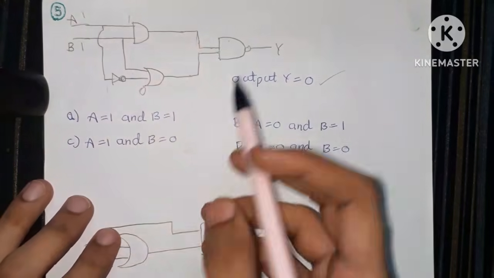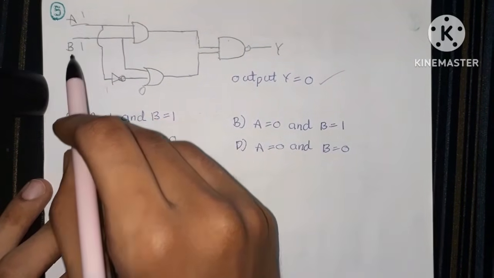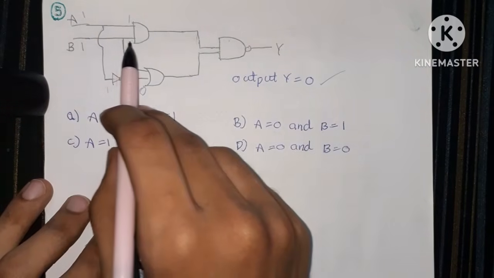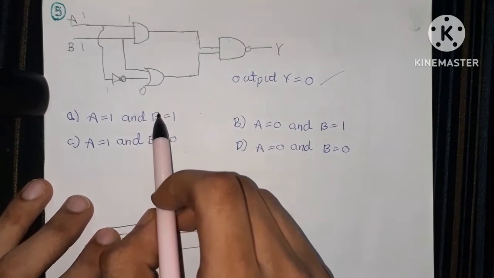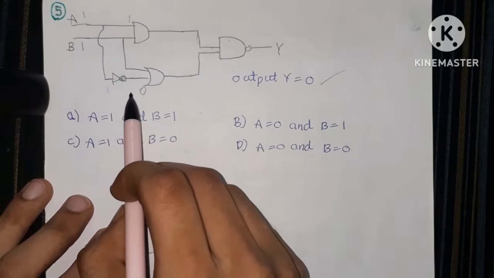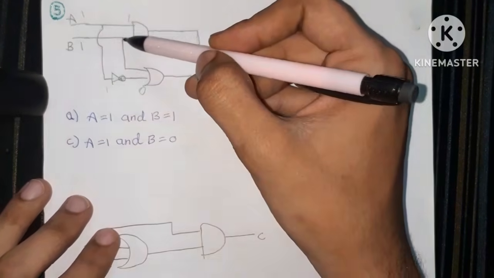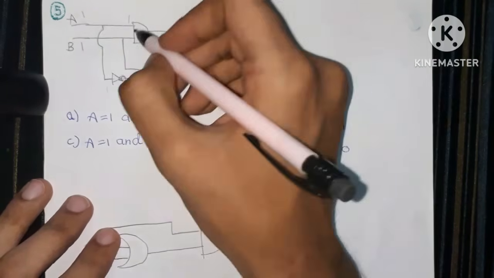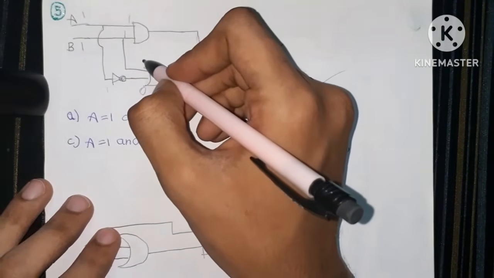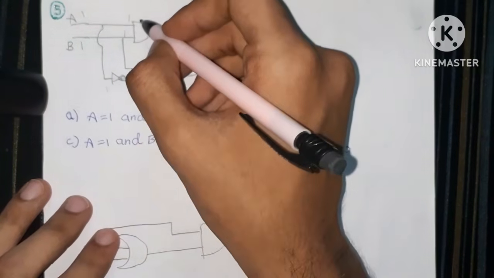Now we will go to the B wire. What is the B wire? It is also 1. Up to where the 1 is going? The 1 is going just like this. Okay, the 1 is going just like this. 1 is going like this and 1 will also come like this. Means it is 1, it is 1, it is 0, it is 1, it is 1, it is 1.